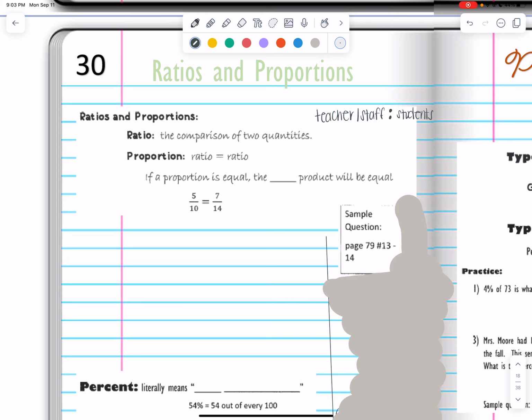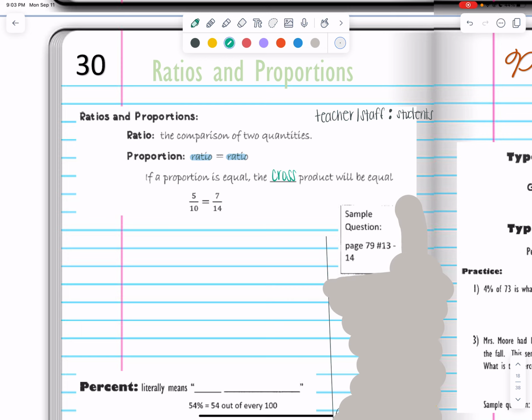A proportion is when you're going to take two ratios and set them equal to each other. So we have a ratio equal to a ratio. And that is going to involve an equation typically. So if a proportion is equal, then the cross product will also be equal. And so if I've got two fractions and it says, are these fractions equal? A fraction is just another name for a ratio. I can cross multiply to see if they're equal.